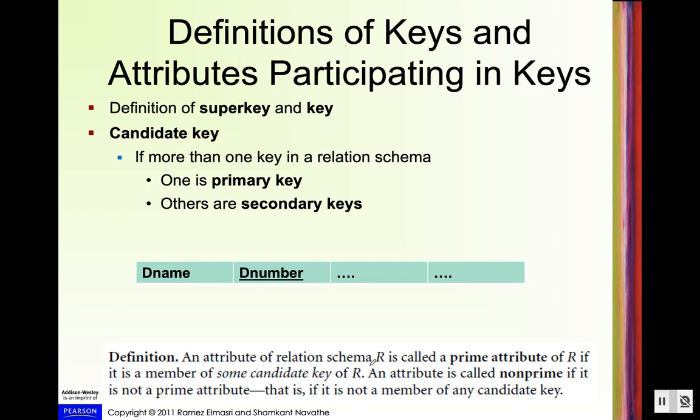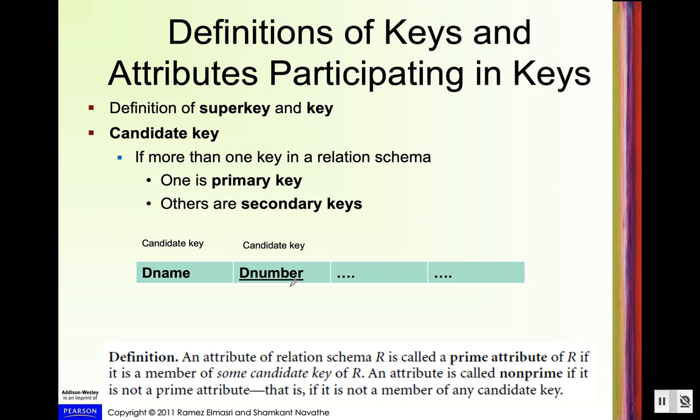So let's see this example, let's say this is our department table. Now in the department table, D name or D number can each uniquely identify each record in the department table. Now D name and D number are both candidate keys. It means that they are both minimal superkeys, and individually they can each uniquely identify each record of this table. So they are both candidate keys, but we are going to choose only one of them as the primary key. So we might choose either D name or D number as the primary key.